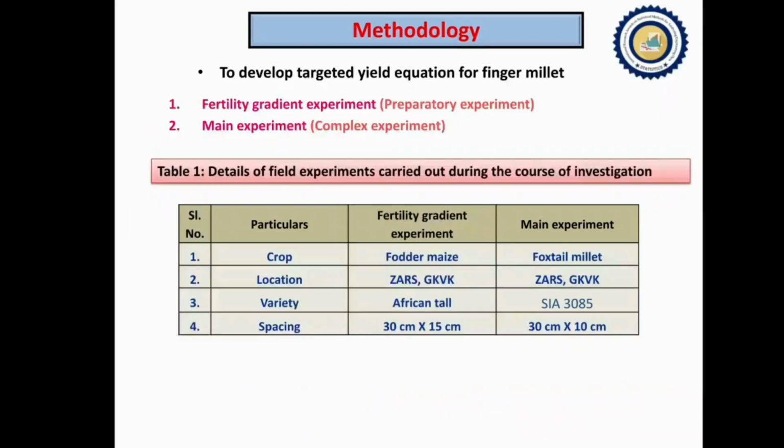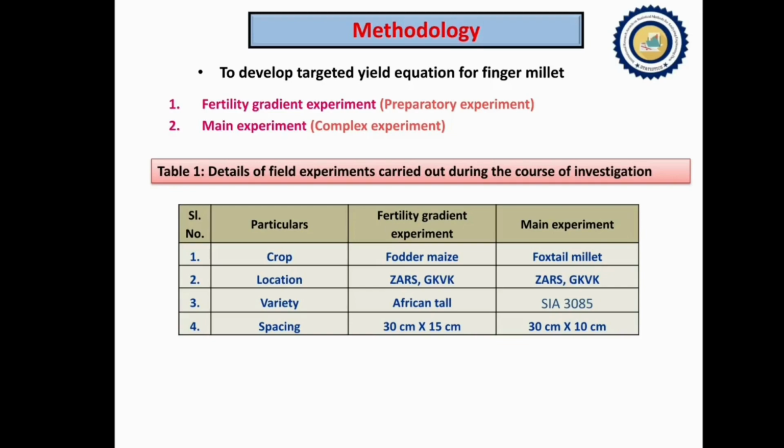In order to develop the targeted yield equations, it's very much needed to create variation in the soil fertility status within the same field, which will be done through the fertility gradient experiment, as I have mentioned in detail in my paper. That will be done by adopting the inductive methodology, which means we'll be creating variation in soil fertility status, that is low, medium and high fertility, within the same field, and will grow the maize crop.